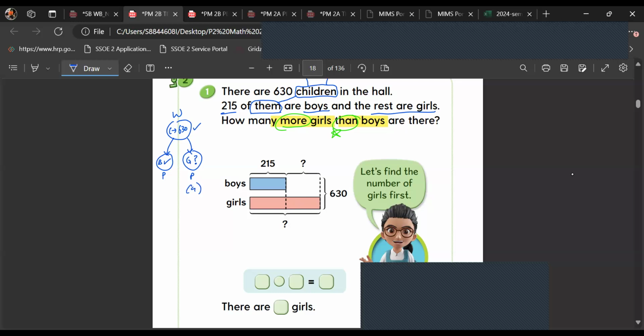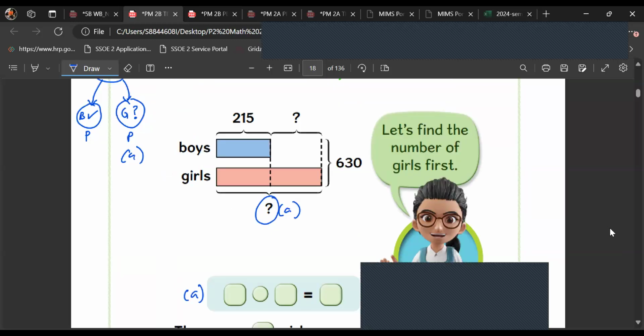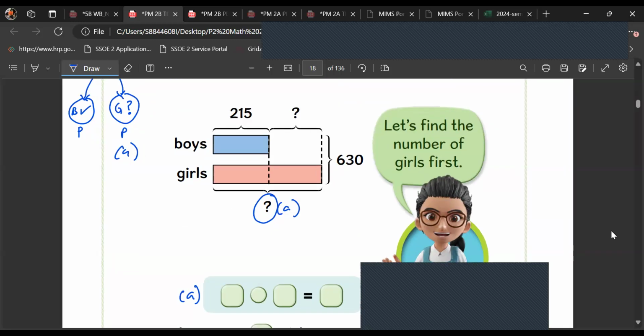Then I can write the first part, which I can say is step A. So this is step A. Find the girls first. So you see the one question mark here. Then I can write the question mark here. A, find the girls first. So all the children minus the boys will give me the girls.